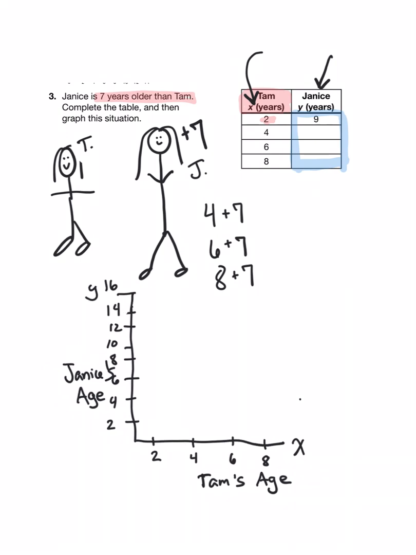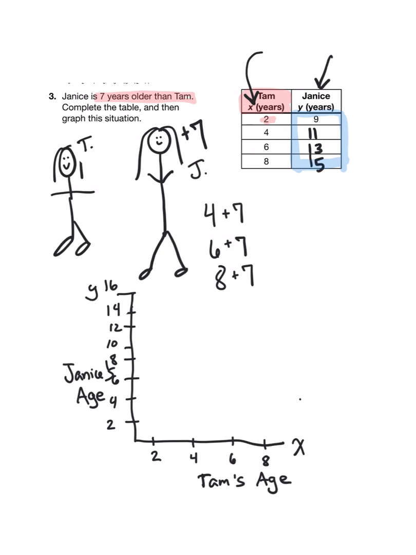Now, if we were in the classroom together, I would give you guys graph paper, and that would make this a lot easier. Since we're not all together and we don't all have access to graph paper, I'm just asking basically that you sketch what you make. Okay, so let's see. 4 plus 7 is 11, 6 plus 7 is 13, and 8 plus 7 is 15.